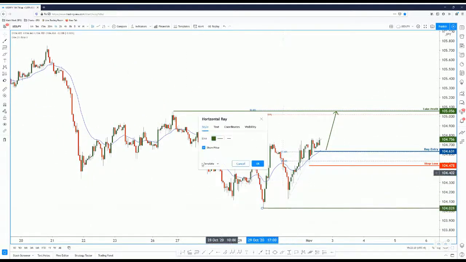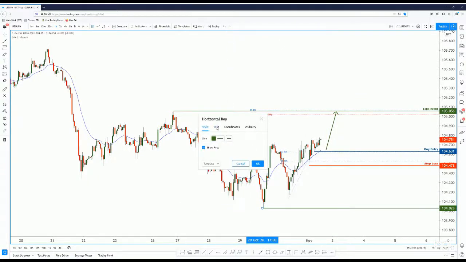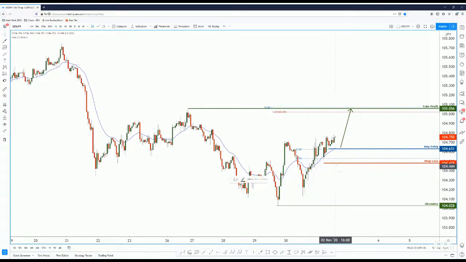Now, should price actually stop below the stop loss, I will immediately flip my trade the other way and go short, and play down towards the low. That's the alternative target. So this is what we have for today's Trade of the Day.